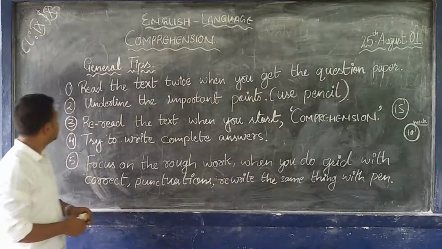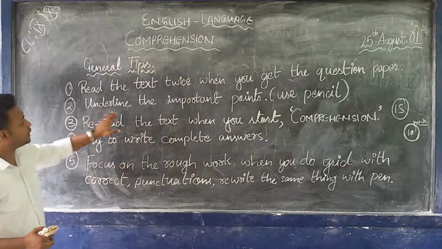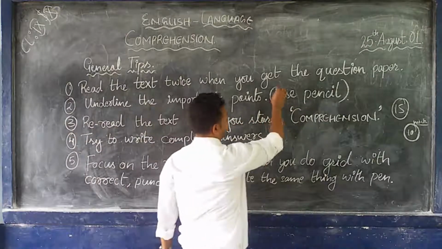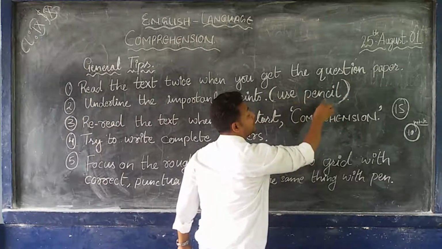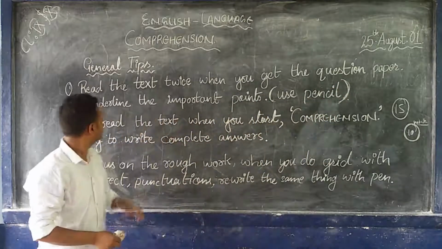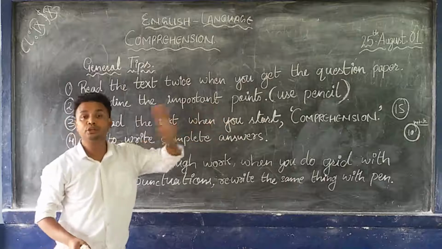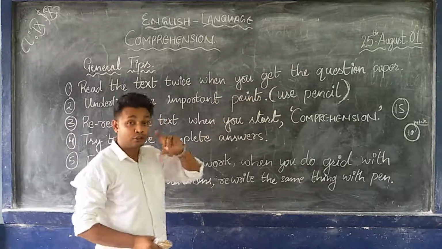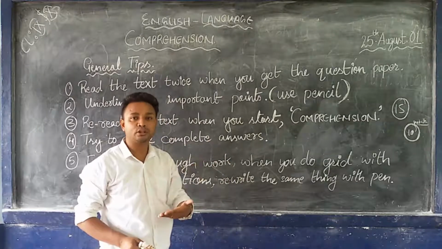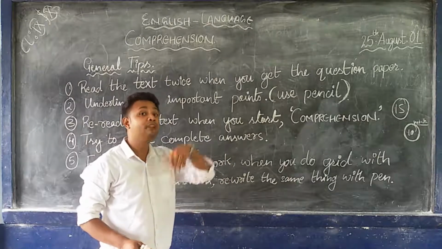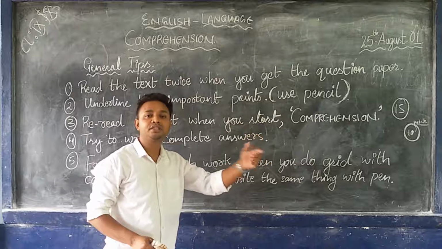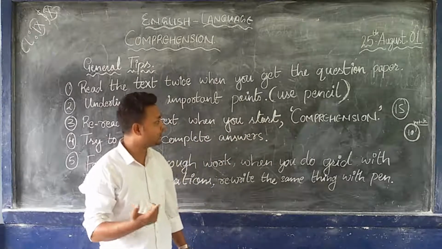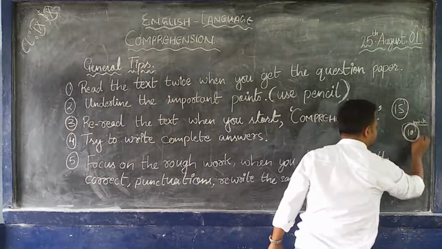The second important point is: underline the important points with pencil. I have written in the parenthesis: use pencil, do not use pen. When you get the extra 15 minutes, first you read the text. Once you read the questions given to you, reread the unseen passage and mark the important points or the answers that you need to write, within this 10 minutes.